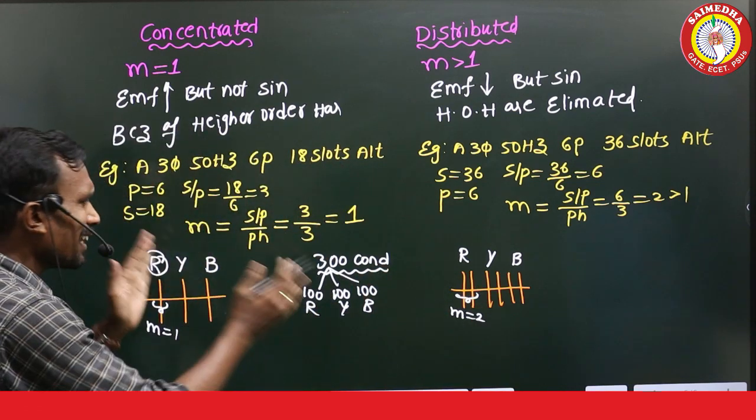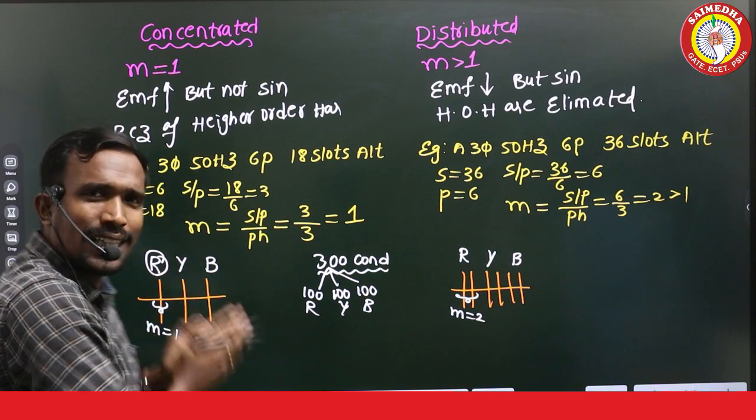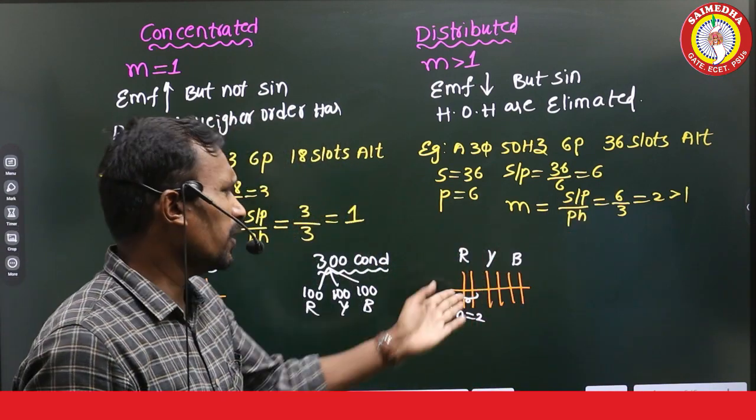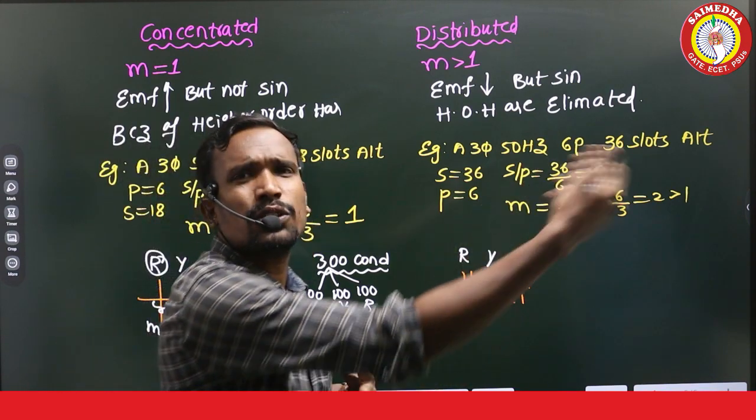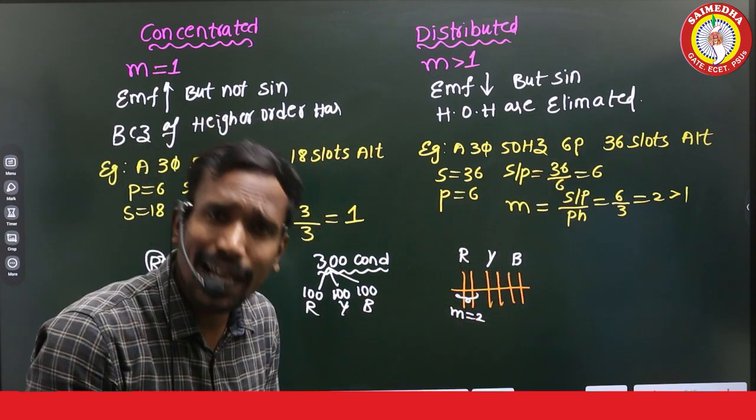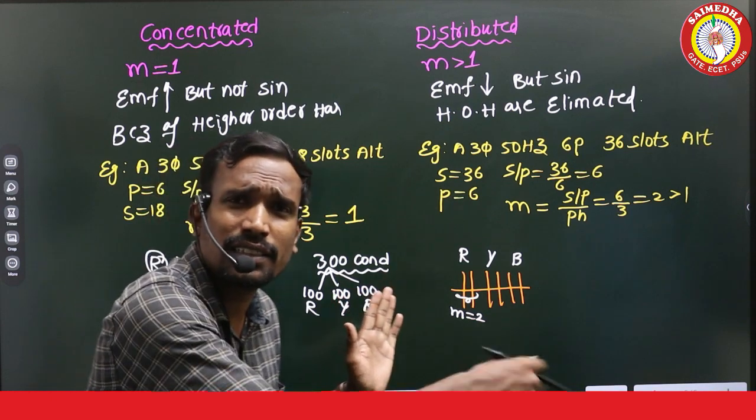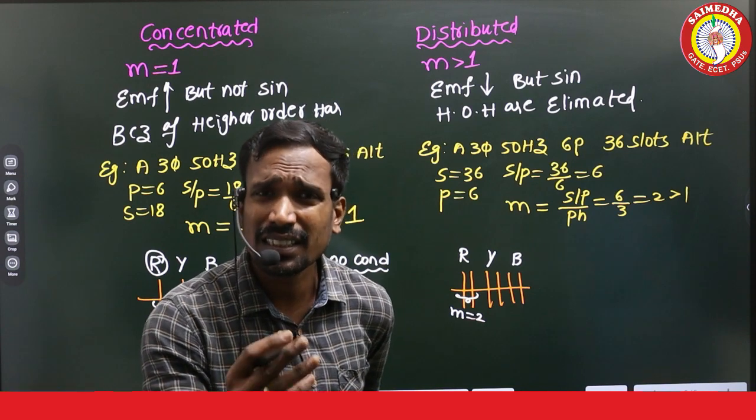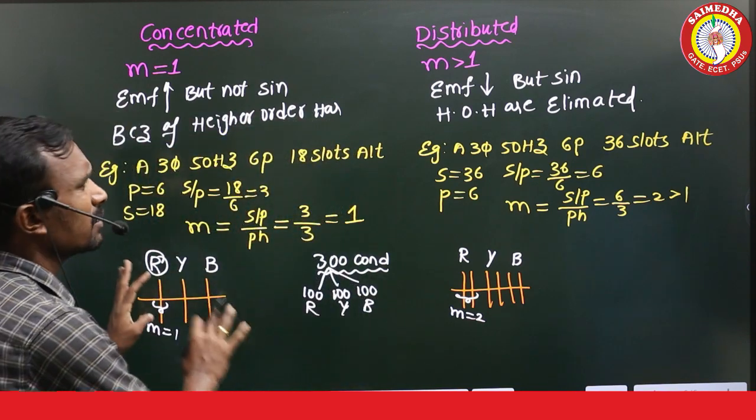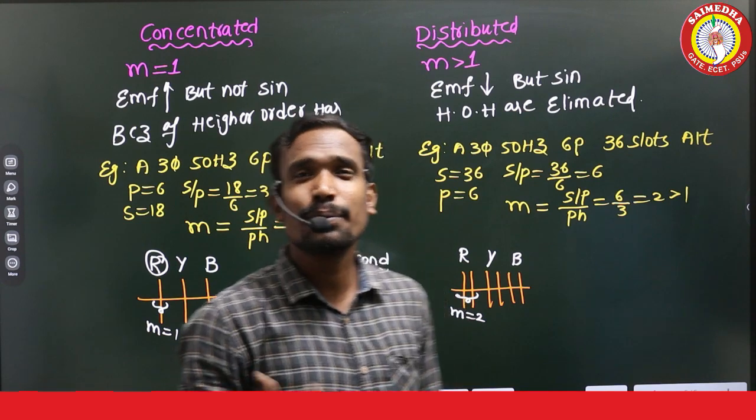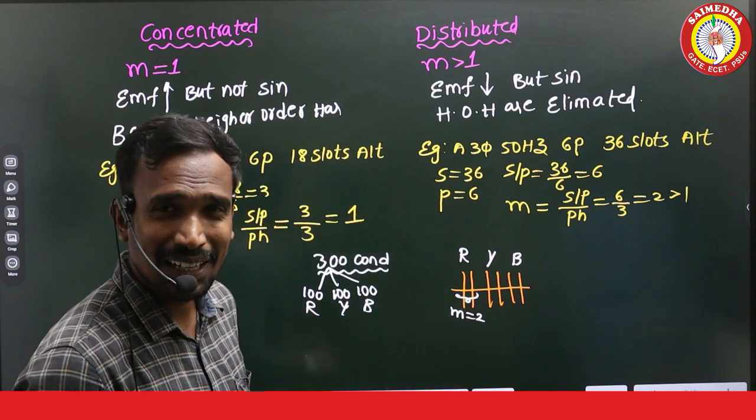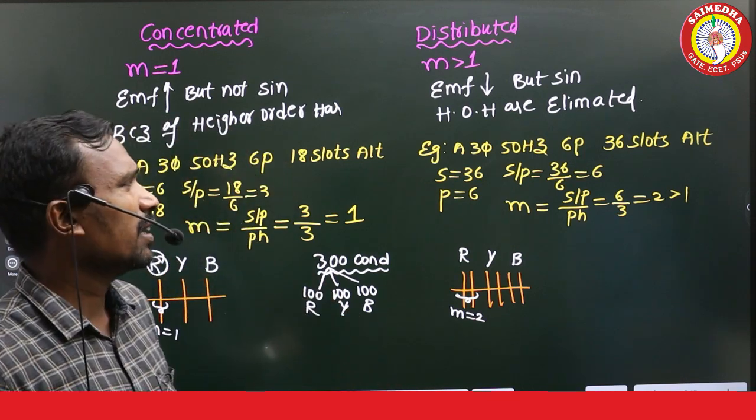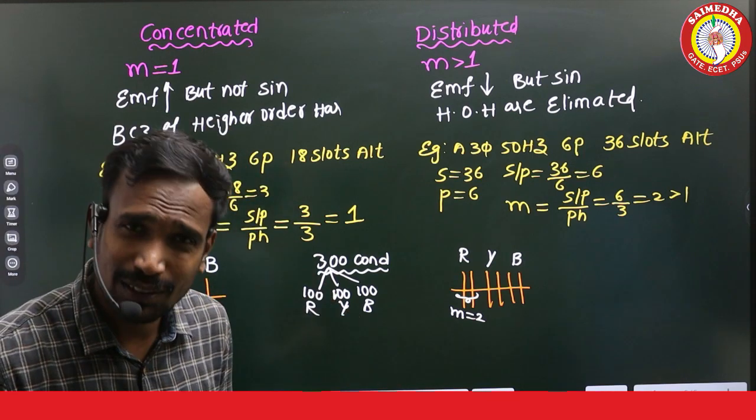The Y phase total of 100 conductors is placed in one slot, but here the 100 are distributed to 2 slots. If M is equal to 3, they are distributed to 3 slots. If M is equal to 5, the 100 conductors are distributed to 5 slots of 20 each. That is the concept actually. This is concentrated winding and this is distributed winding. Okay guys? Got it, everyone? This is the perfect example for concentrated winding and distributed winding.